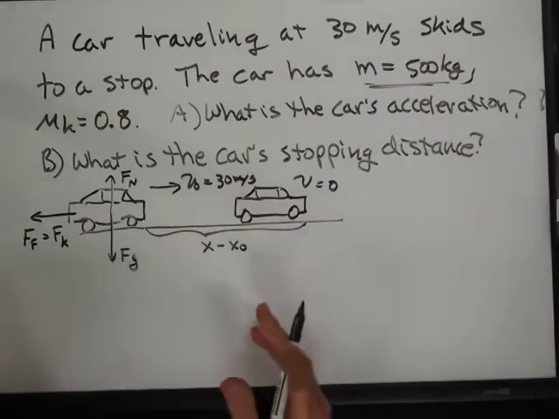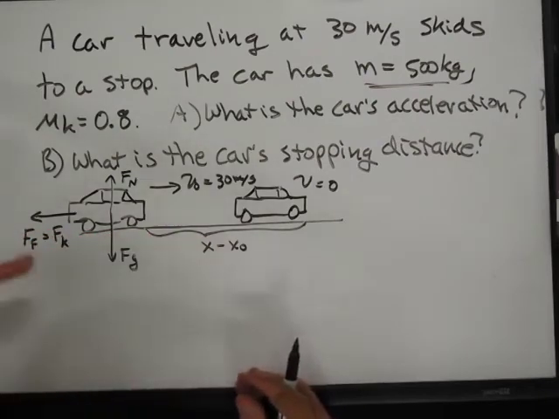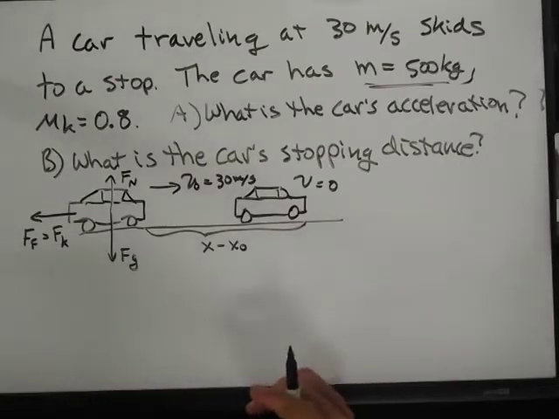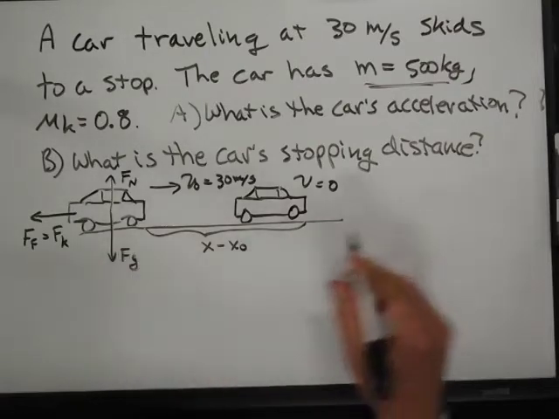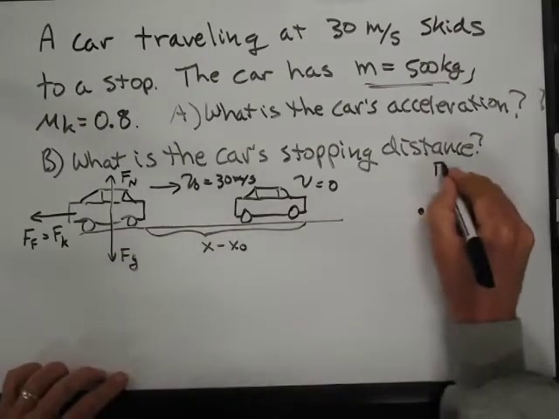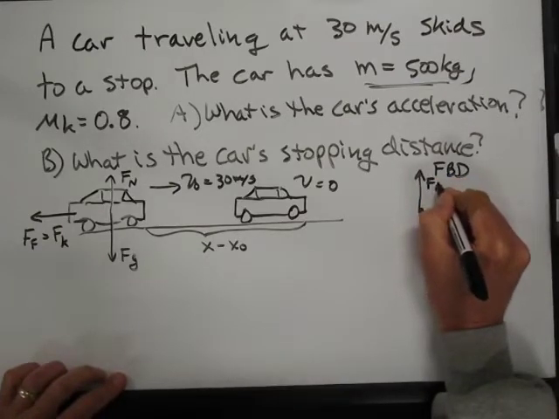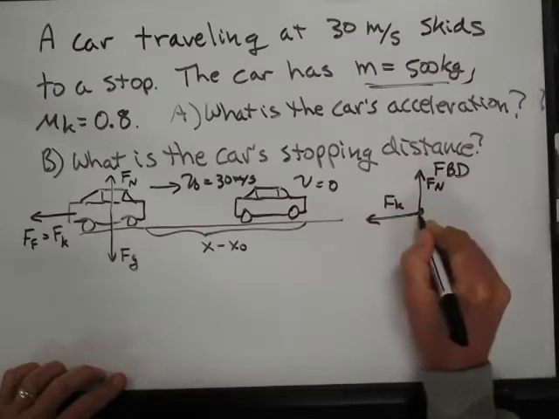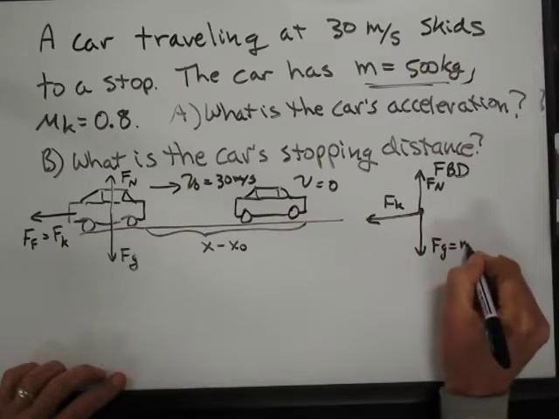There are a couple of things to note about this. First of all, there's no forward force. The car is driving forward, but your foot's not on the gas anymore, presumably, if you're hitting the brakes. And so there's nothing that's pushing you forward, right? And so if we draw a free body diagram, we have a normal force, we have a friction force, F sub k going backwards, and we have a force of gravity.